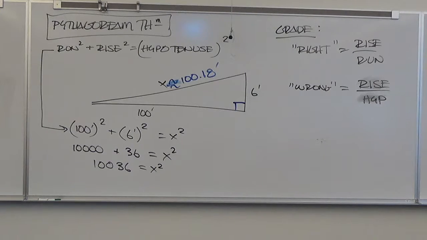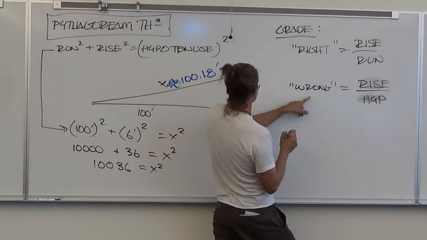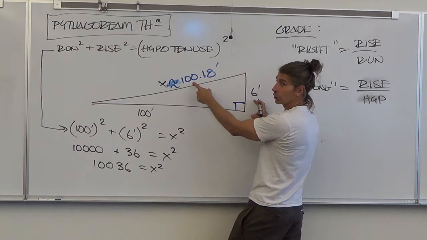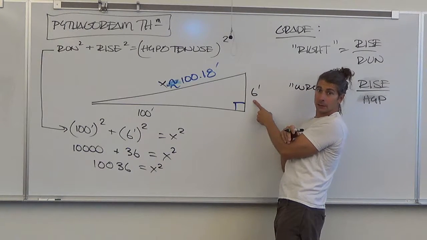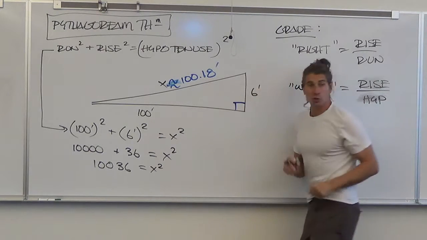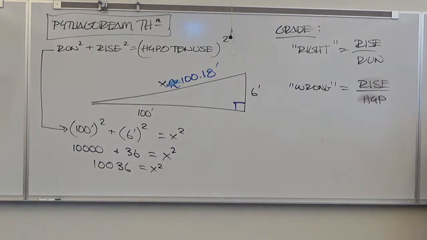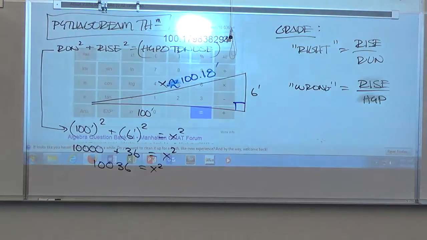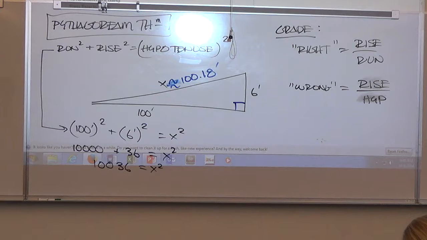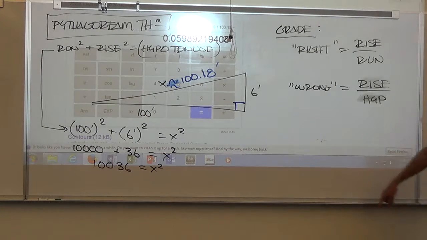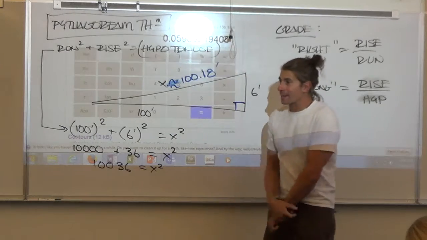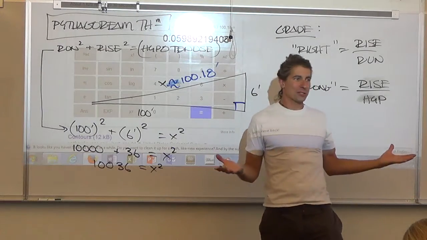But the idea, I want you guys to calculate it really quickly, if you would. Calculate it the wrong way on these two numbers right here. So divide the rise, which is 6 feet, by the hypotenuse, which is 100.18 feet. And I'll do it with you using Google. You just simply type in 6 divided by 100.18. Same calculation you're doing, right? 5.989%, which rounds to 6.